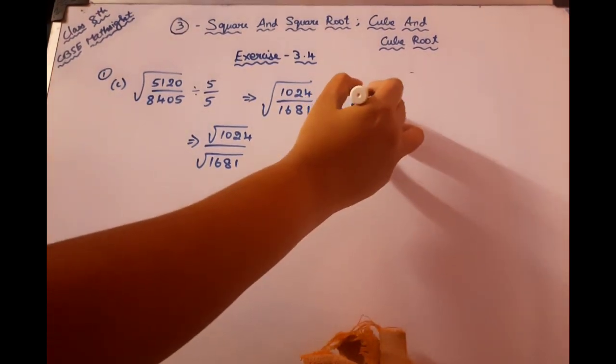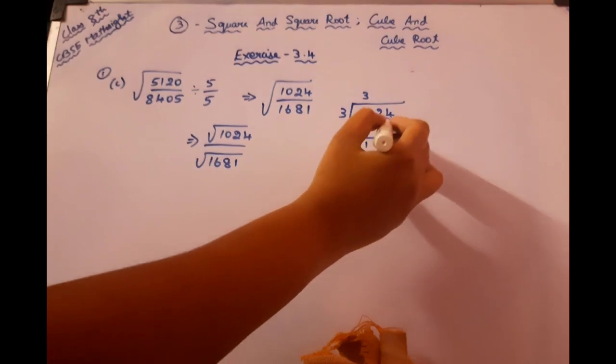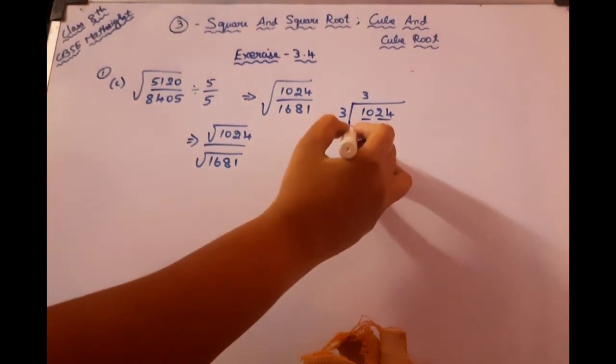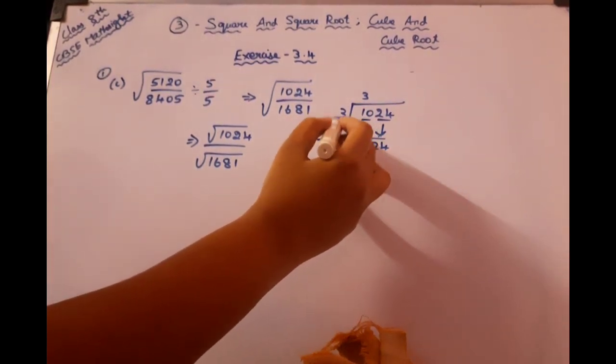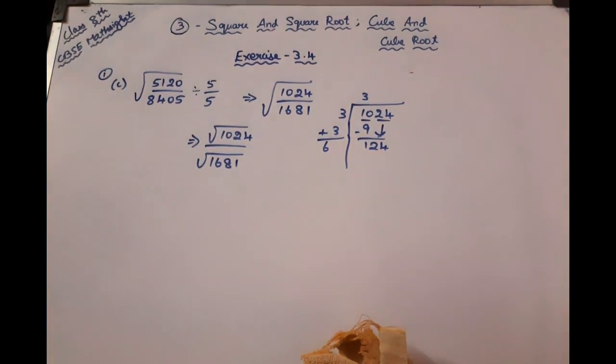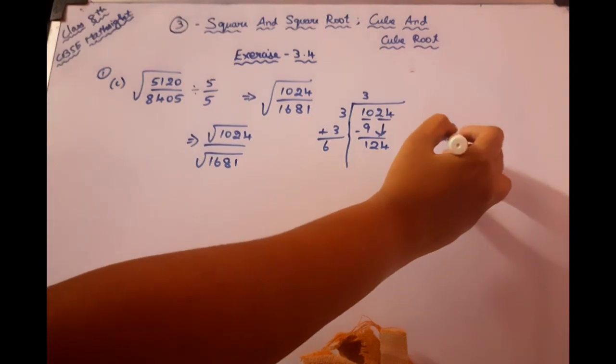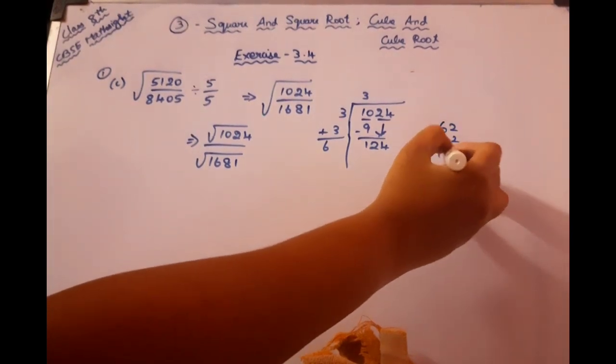So 3 into 3 is 9. So the remainder will be 1. We can take 24. So the next step is 3 plus 3, which is 6. So we have to take the second number. We can take 62 into 2. 62 into 2: 2 2s are 4, 6 2s are 12.